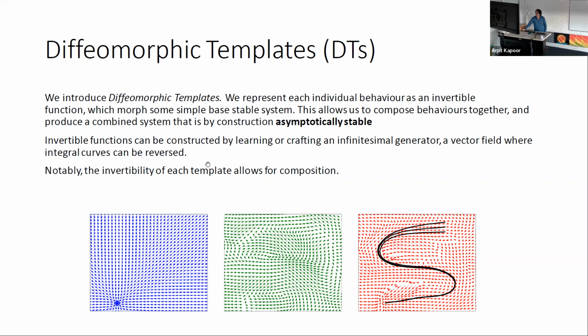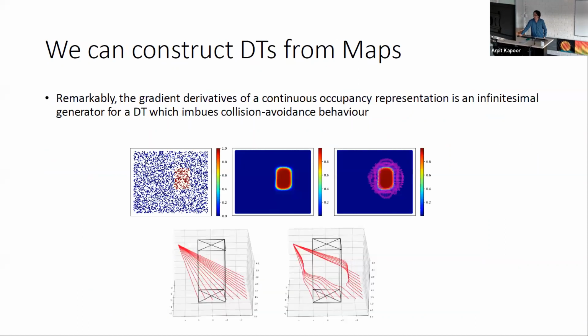Now, notably, we can choose to learn these infinitesimal generators. We can also craft them. So this is a nice way to combine learning along with any specified or handcrafted modules. Very interestingly, we can construct diffeomorphic templates from continuous occupancy maps. And you can do that by considering the occupancy gradients. More details in the paper, but here's an example of obstacle avoidance behavior.